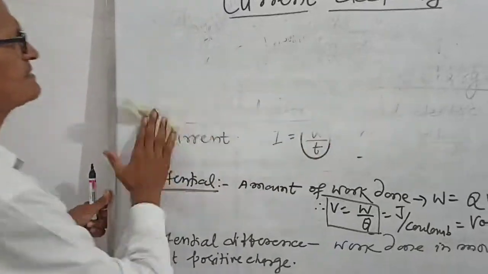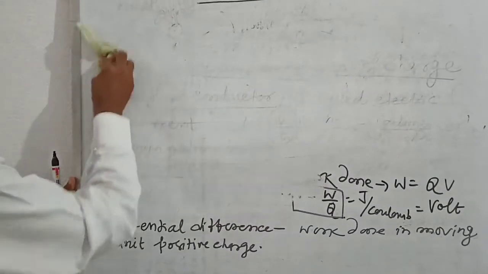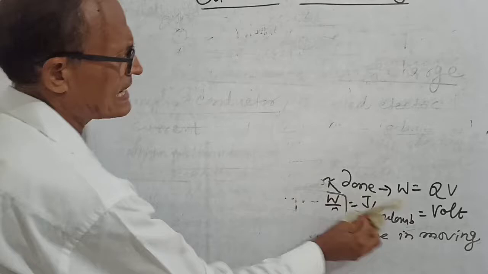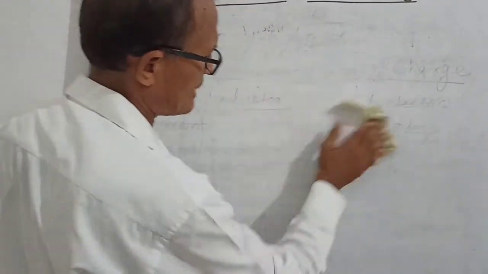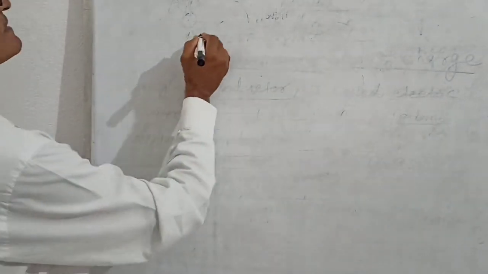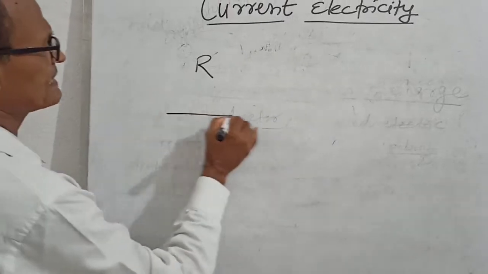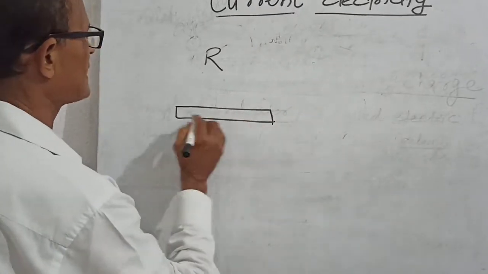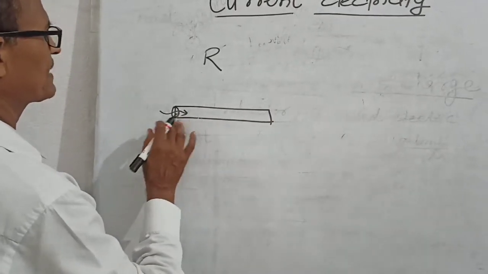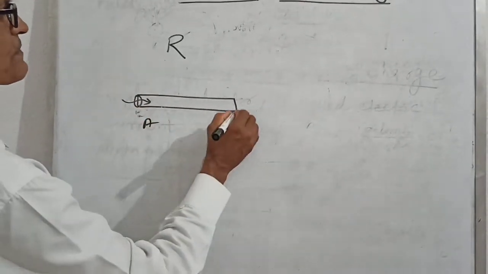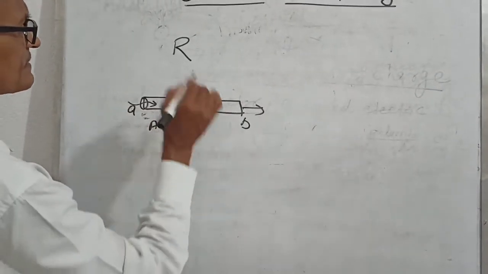Resistance is defined as the obstruction offered by the conductor in the flow of charge, in the flow of current. Suppose this is the conductor here. Any conductor, current is flowing from this very point A to point B, and suppose the cross-sectional area is A and the length is L.